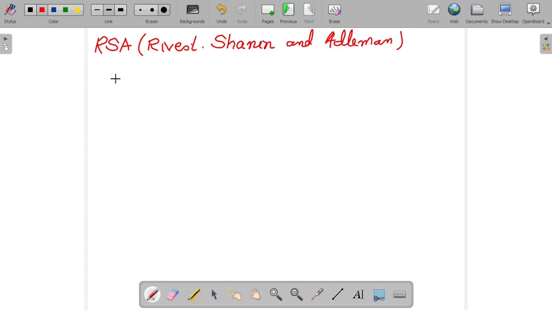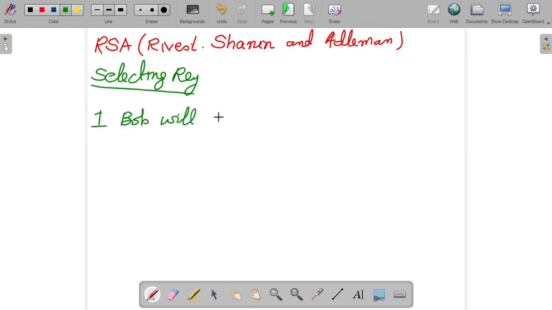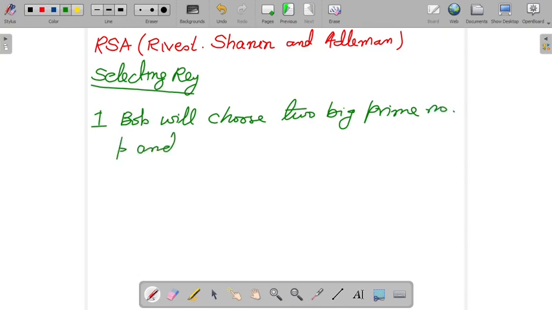So the first thing is to select the key. Next step is how to select the key. To select the key, Bob uses the following steps. First, Bob will choose two big prime numbers. Let these prime numbers be P and Q.